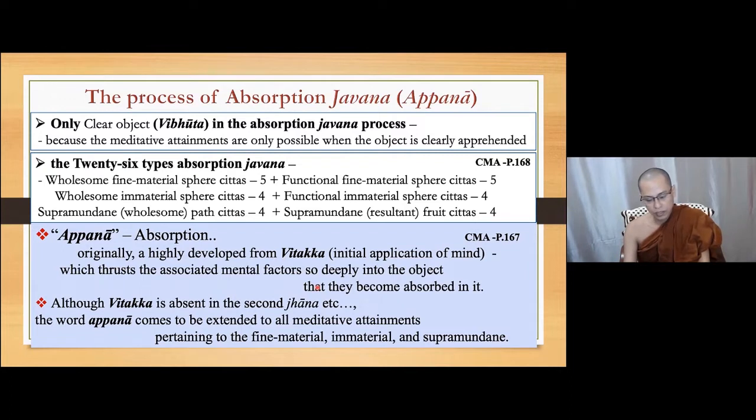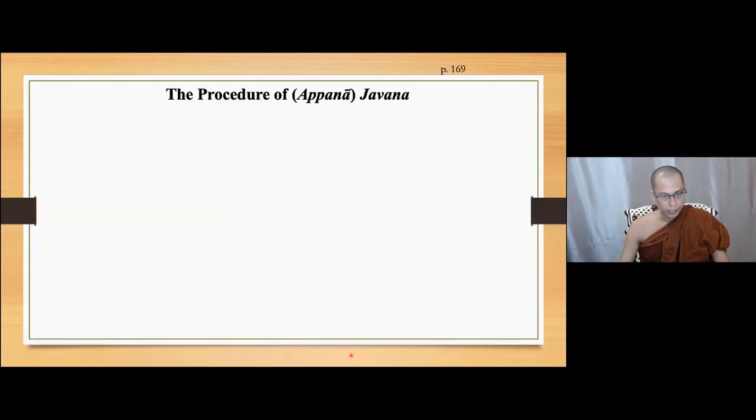So, as you know, when one practices meditation, Vitaka has the power to force the consciousness and mental factors towards the object. That is the beginning of the meditation practice. So this is called the Appana. Then let's see again the procedure of the Appana Javana.